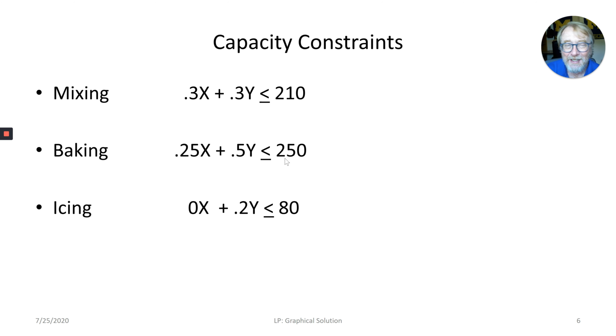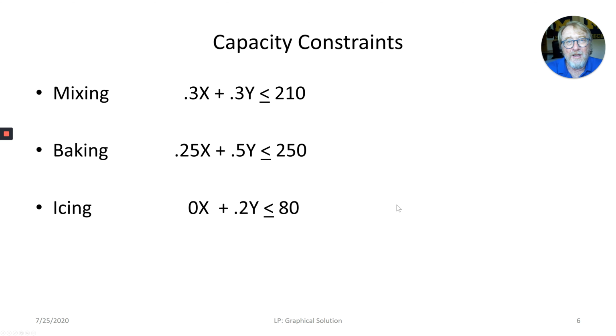Same thing for mixing. If you make X cookies and Y cakes, this tells you how much mixing time you used, and you can only max out at 210. Icing, you have 0 for X, right? We don't ice the cookies, just the cake. So this tells you how much icing time you're using, and you're maxed out at 80.